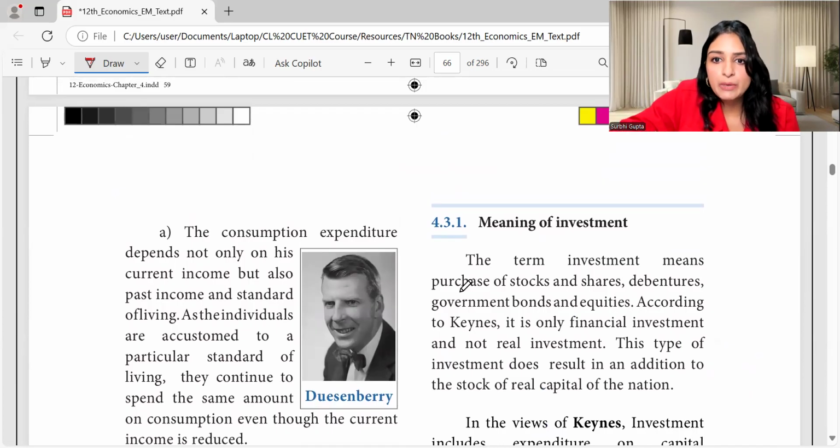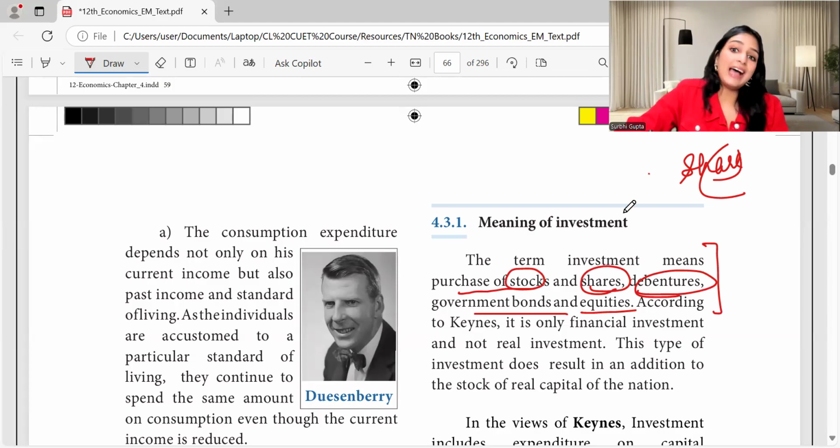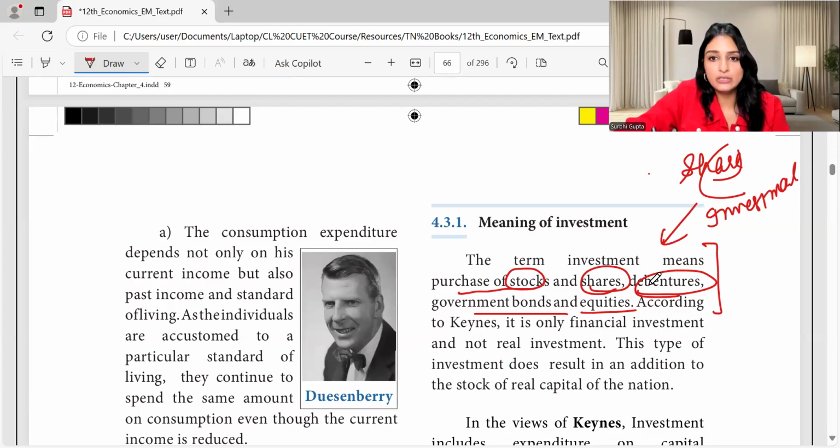The term investment means purchase of stocks and shares, debentures, government bonds, equities. You do all this, and nowadays our Indian share market is doing quite well and has comparatively fewer fluctuations as compared to other share markets. And people invest in stocks and shares more as compared to mutual funds, and they do SIPs and different sorts of stuff as a measure of investment, I would say. So this is all the meaning of investment: if you purchase stocks, shares, debentures, government bonds, equities, that means you are investing.